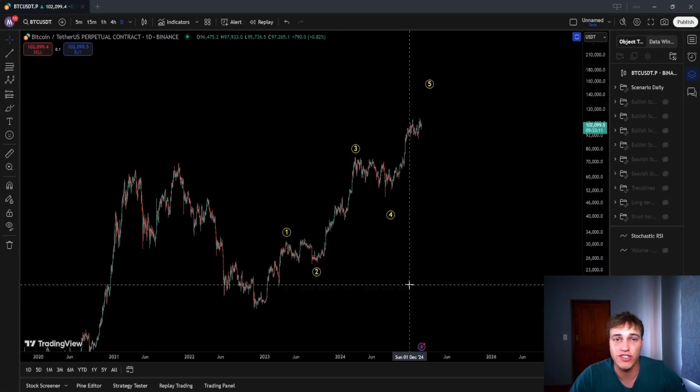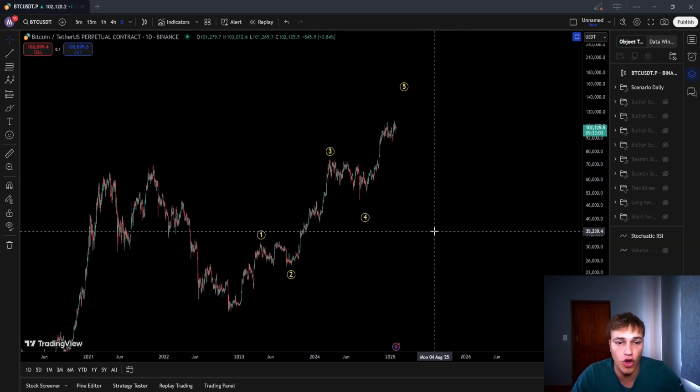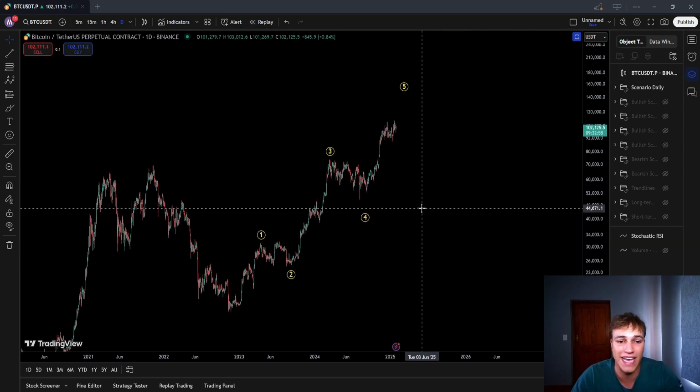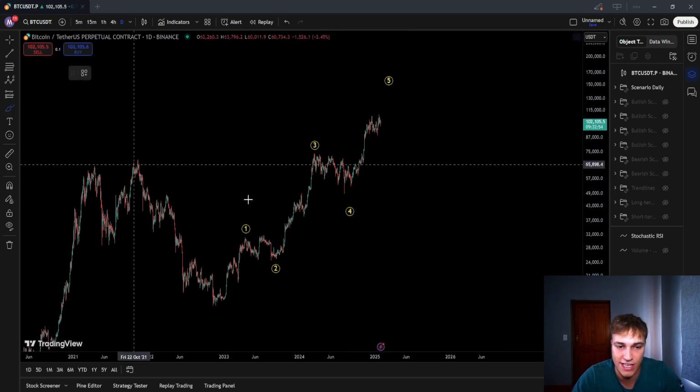Welcome to MaxTradesCrypto. Today we're going to be going over two scenarios on the daily time frame and two scenarios on the more imminent time frame on the chart. But starting on the daily time frame, we have this 5-wave impulse towards the upside.